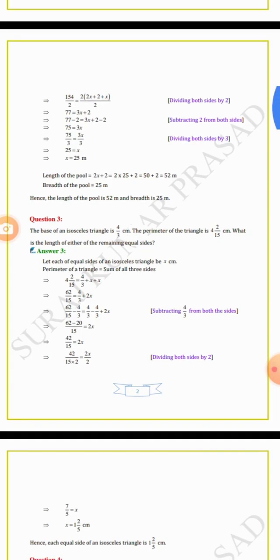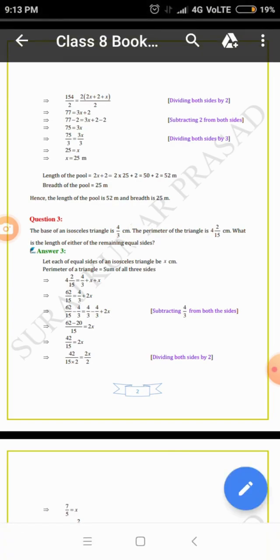Let's solve the question. Let each of the equal sides of the isosceles triangle be x centimeter. Perimeter of a triangle is equal to the sum of 3 sides. Then 4 2/15 is equal to 4/3 plus x plus x. Then we get 62/15 is equal to 4/3 plus 2x. Then we get 62/15 minus 4/3.